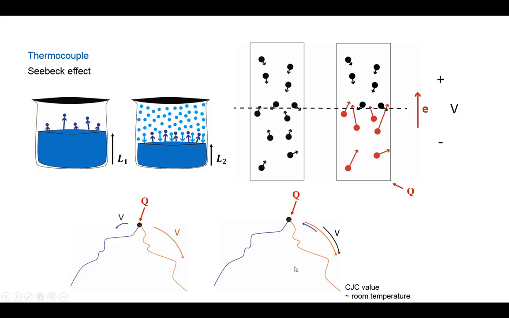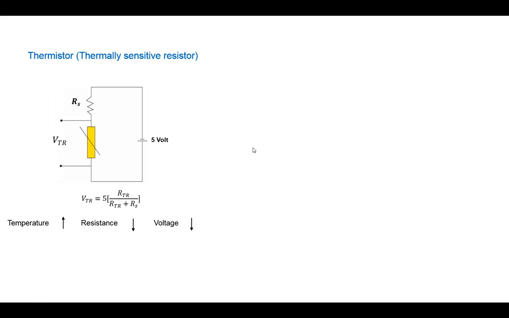So we saw how by placing the thermocouple at a different temperature, we were able to create a voltage at the output; the thermocouple was producing the voltage at the output for us. The next sensor we are going to consider is a thermistor. A thermistor is a thermally sensitive resistor. So let's see how it works.